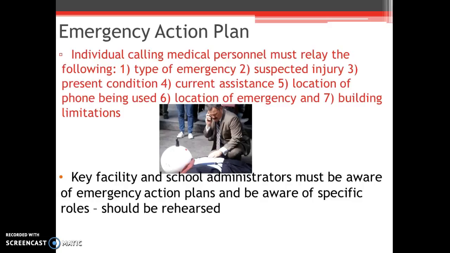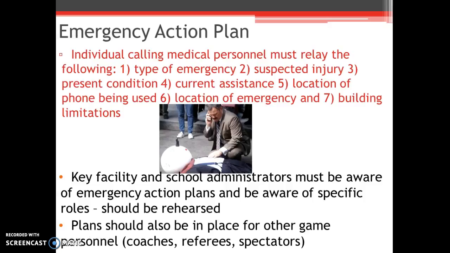So you want to make sure that everybody in your facility and all your school administrators are aware of their roles, and they should be rehearsed. It seems kind of cheesy at the time when you're doing it, and you feel kind of stupid going through these mock scenarios, but it really does help if something does go bad.